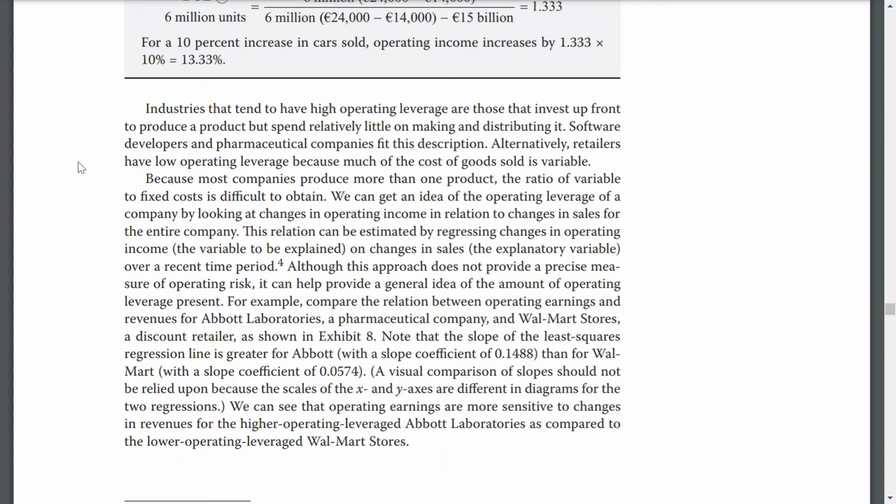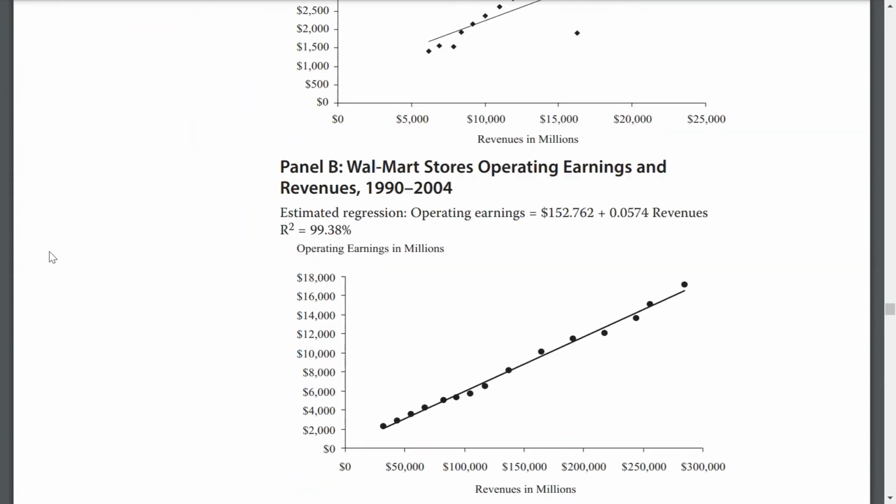For example, compare the relation between operating earnings and revenues for Abbott Laboratories, a pharmaceutical company, and Walmart Stores, a discount retailer. As shown in Exhibit 8, note that the slope of the least squares regression line is greater for Abbott than for Walmart. We can see the operating earnings are more sensitive to changes in revenues for a higher operating leverage company, Abbott Laboratories, as compared to the lower operating leverage Walmart Stores. Okay, so we can see the difference in the slope.